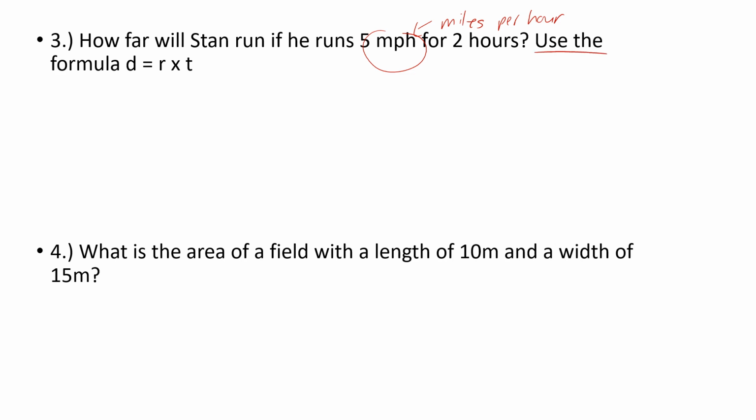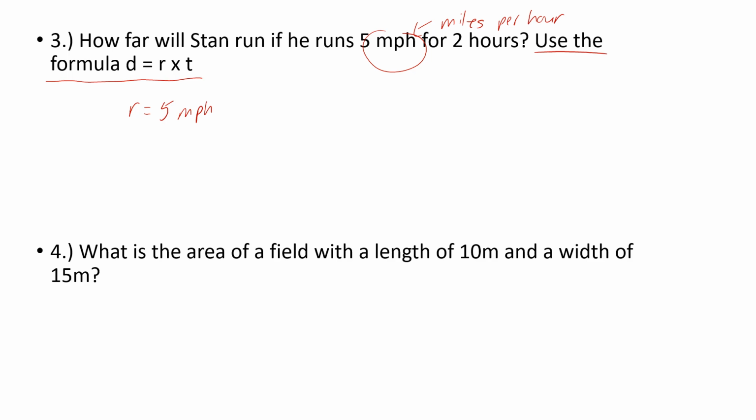Now I did specify when I wrote the directions to use the formula, because this is one of those concepts that a lot of students actually can do without thinking about the formula. You say, well, if it's 5 miles per hour for 2 hours, then that would be 10 miles. But what I want you to do with this one is to practice using the formula. So what I would tell my students to do is to write down what you know. You know that the rate here is 5 miles per hour, and actually write it off to the side. Rate is 5 miles per hour.